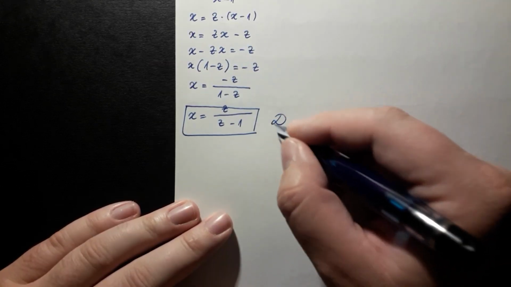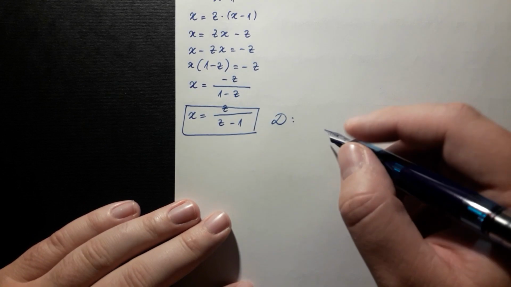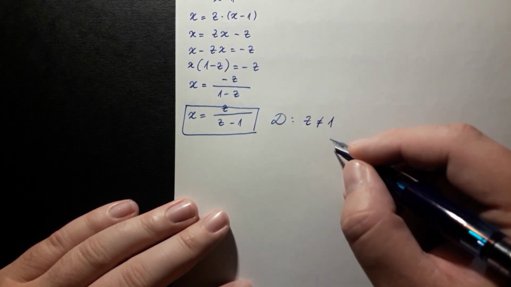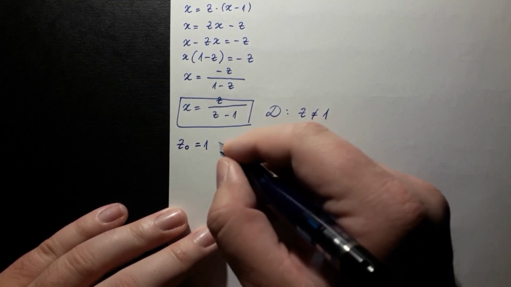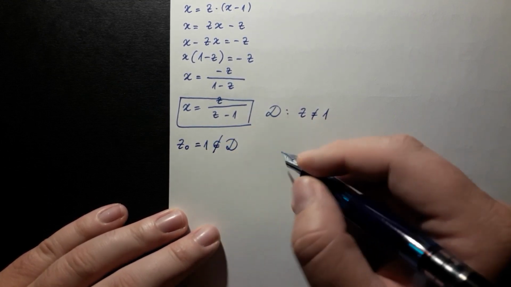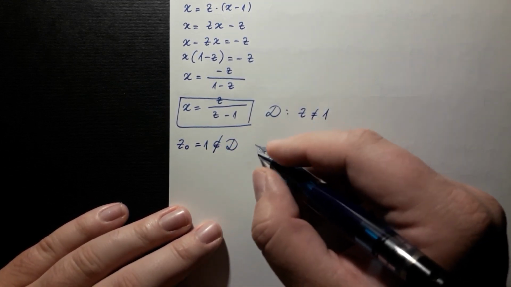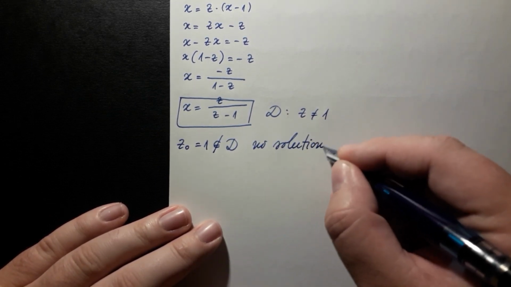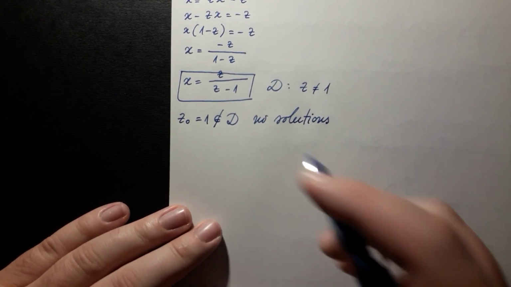Now, the area where our equation is defined is for all z which is different from 1. z0 was equal to 1, which doesn't belong in the area of definition, and that means that we have no solutions in this case.